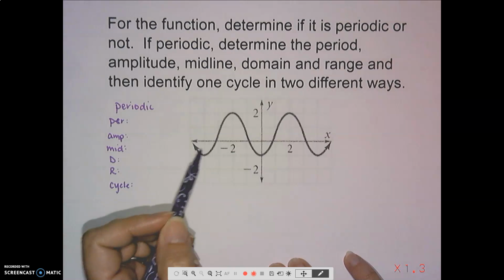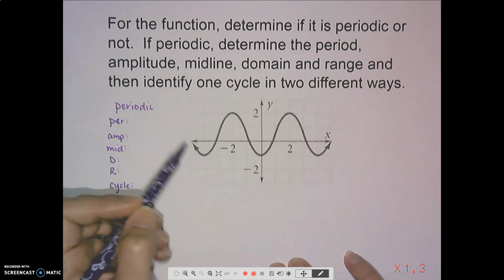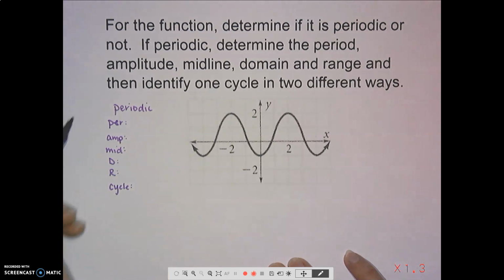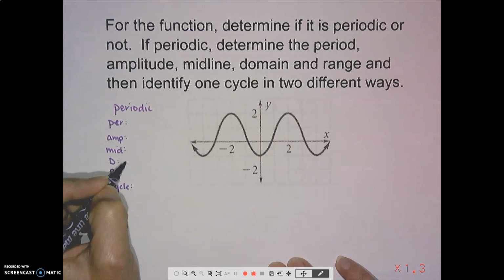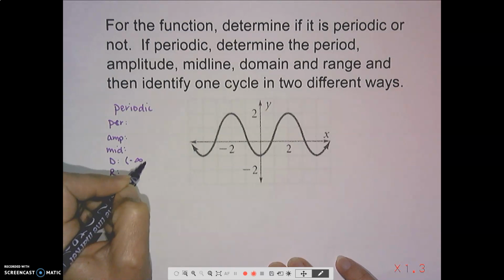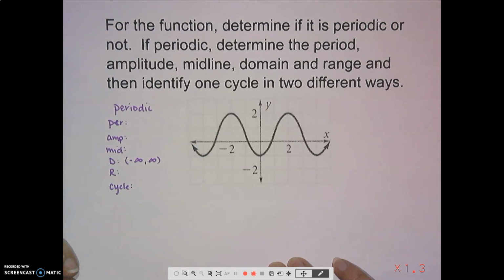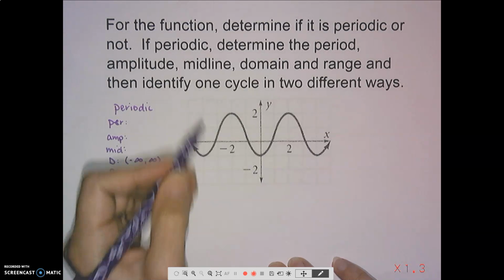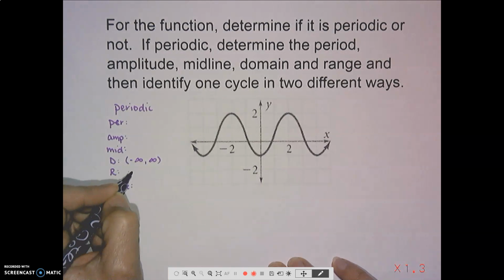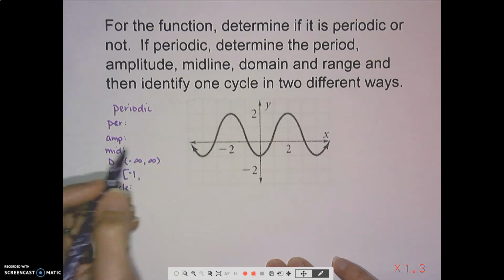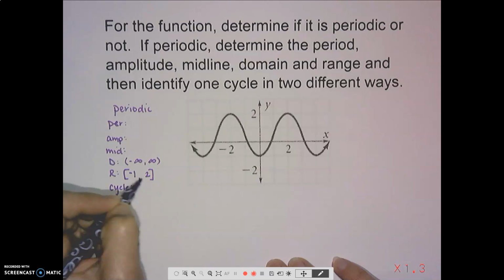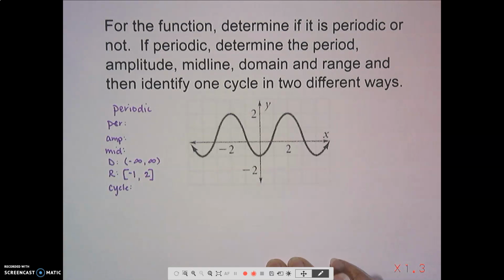Domain is all of the x values. So if you notice these arrows go, this would keep going here to the left, and this would keep going here to the right. So our domain is going to be from -infinity to positive infinity. Our range is our y values. So our lowest y value is -1, and our highest y value is +2. Those both get brackets because you can actually touch and reach them.